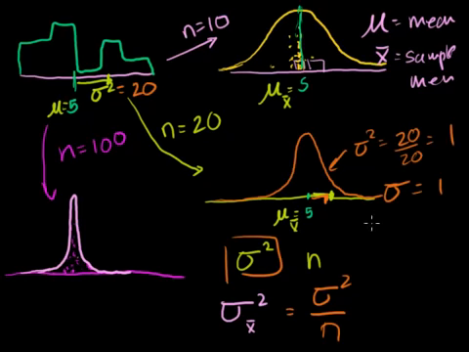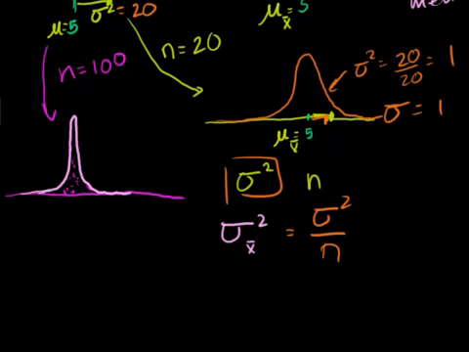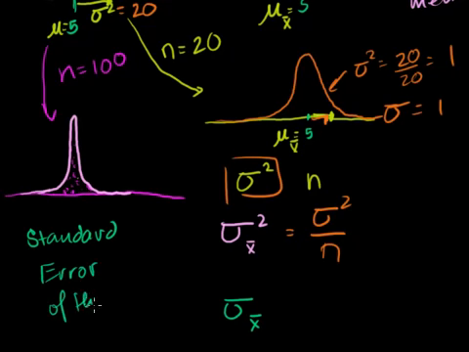Well, that's also going to be 1. So we could also write this. We could take the square root of both sides of this and say the standard deviation of the sampling distribution of the sample mean. It's often called the standard deviation of the mean, and it's also called, I'm going to write this down, the standard error of the mean.